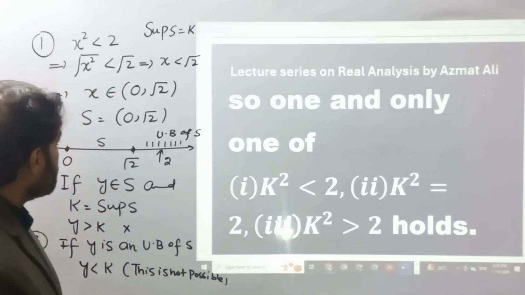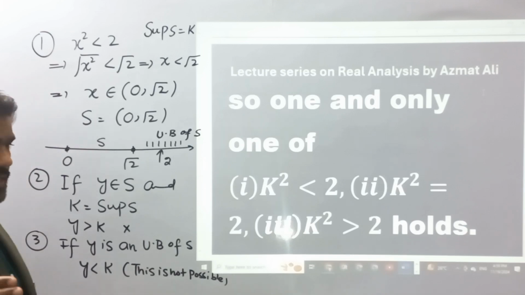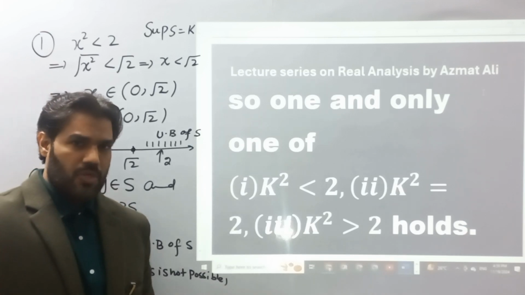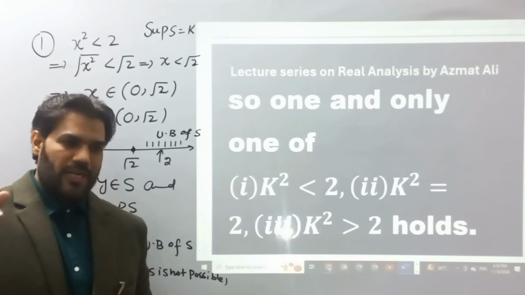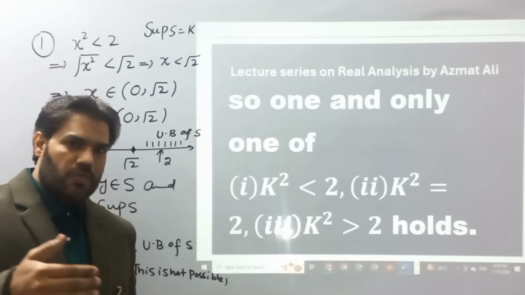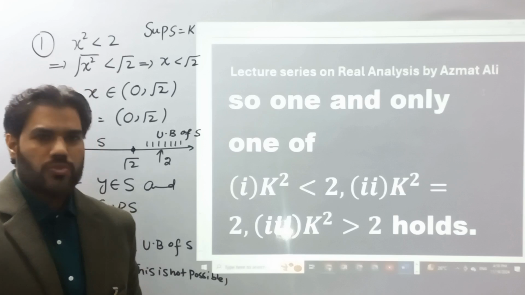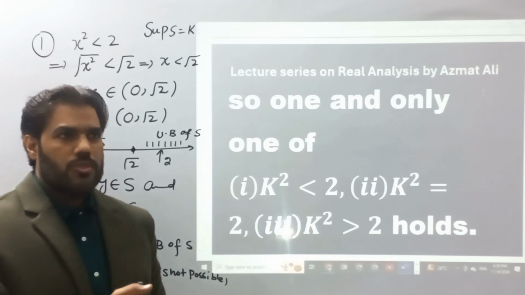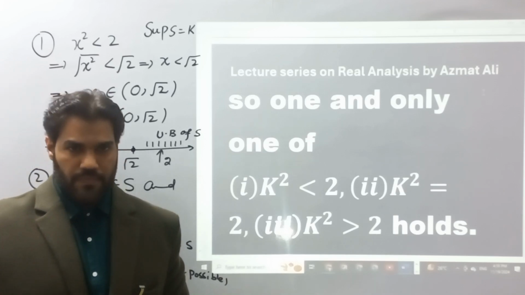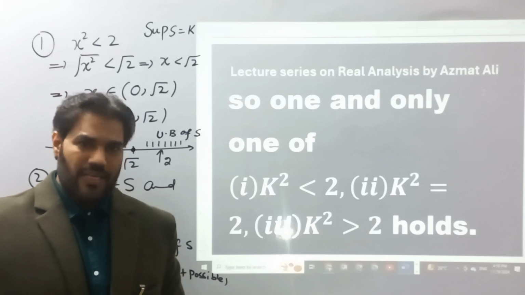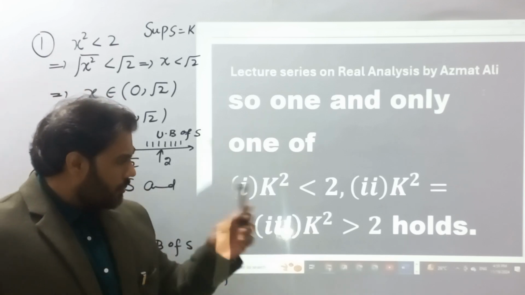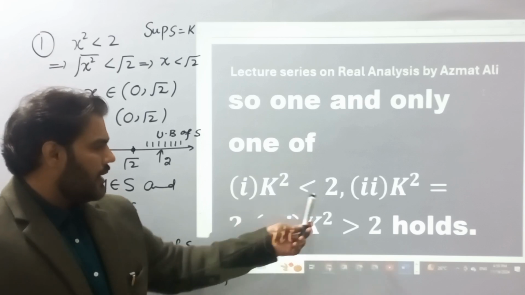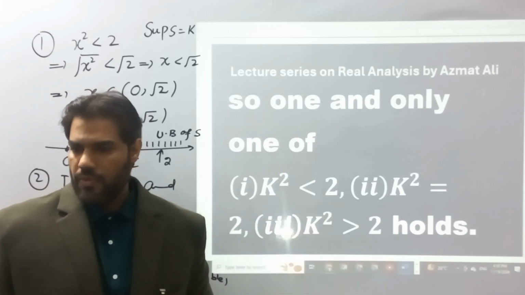Because in our set S, we have chosen all the elements whose square is less than 2. So that's why I am comparing K square with 2. Suppose I choose a set S such that the square of its elements is less than 5. Then I will compare K square with 5 simply. So the trichotomy property says that exactly one of these three cases holds.